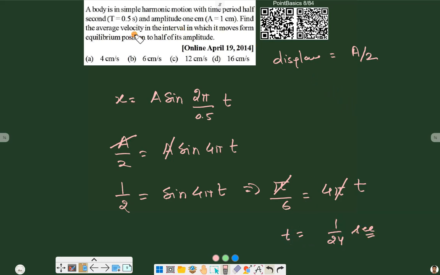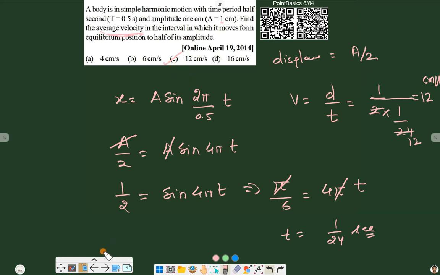Now we have to find our average velocity as per the question. So average velocity will be displacement by time. Displacement is a by 2 and a is 1. So displacement is 1 by 2 and it is in centimeter, and time is 1 by 24. So the 1 by 24 will go above. So the answer will be 12 centimeter per second. And here option C is the right answer.